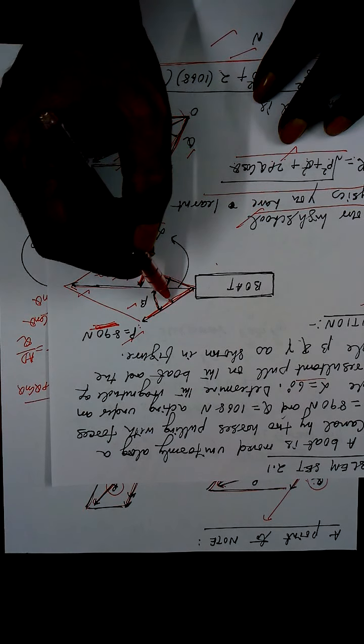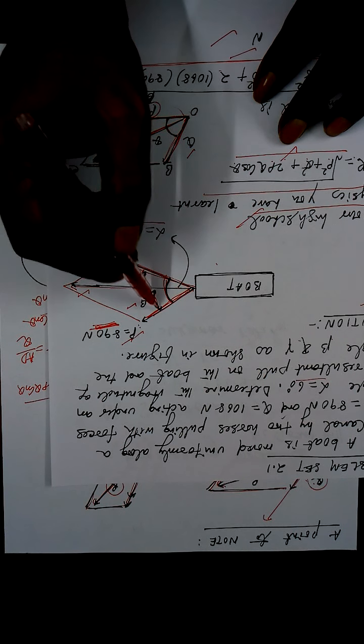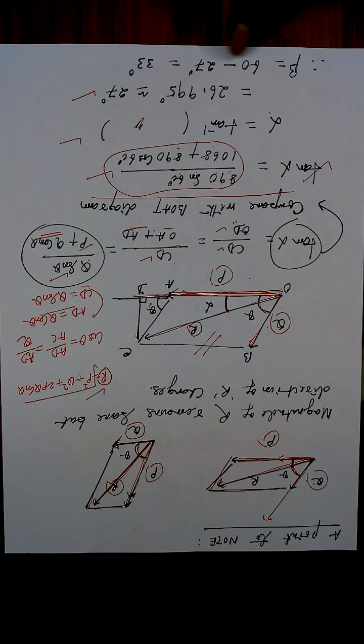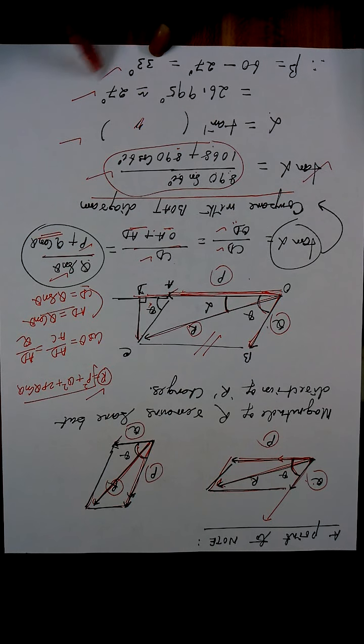Now this whole angle is 60, it is given. So beta is equal to 60 minus 27. So beta is equal to 60 minus 27, that is 33 degrees.